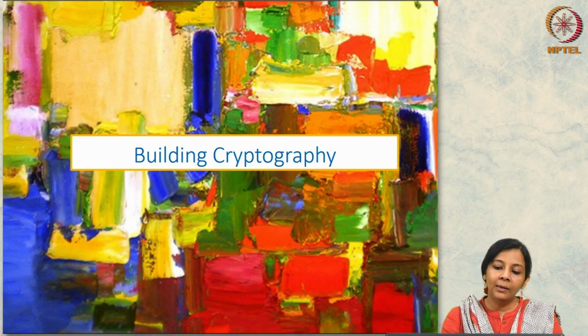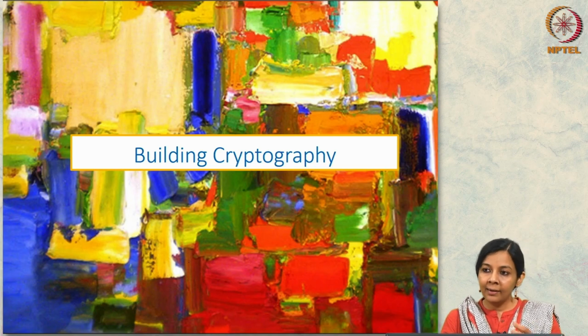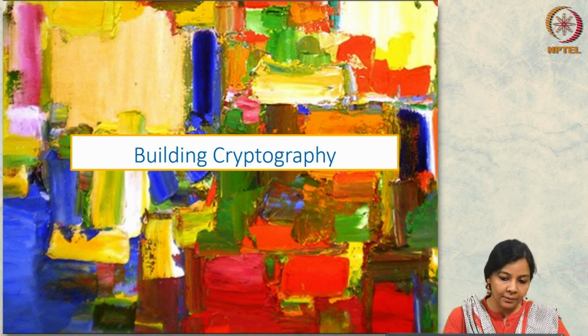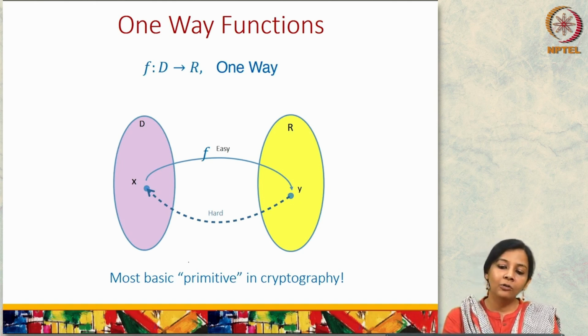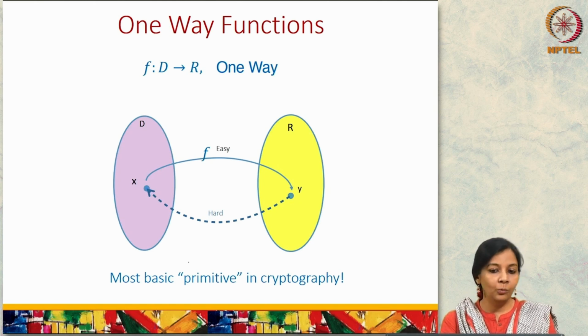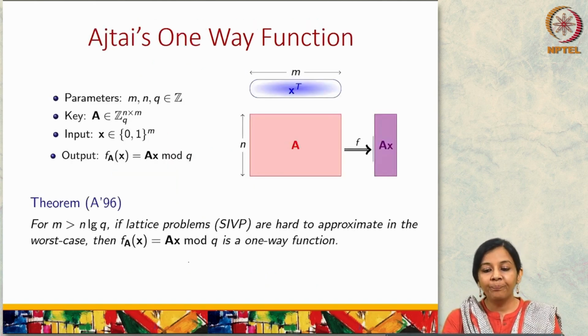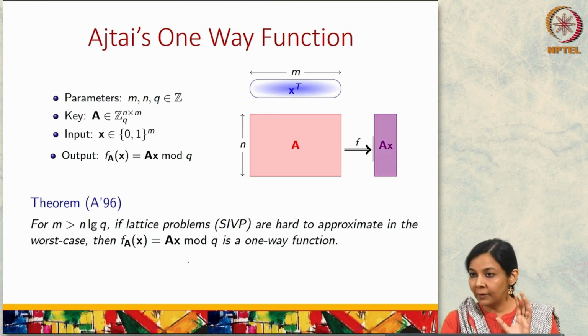Okay, so now let's start getting our hands a little bit dirty in constructing cryptography from these ideas. The most basic thing that you would want to construct, of course, is a one-way function, right? And we have seen these in the context of RSA, discrete log and so on. Easy to compute, hard to invert. This is the most basic primitive in cryptography. So, let's try to construct two different one-way functions using the ideas that we have seen.